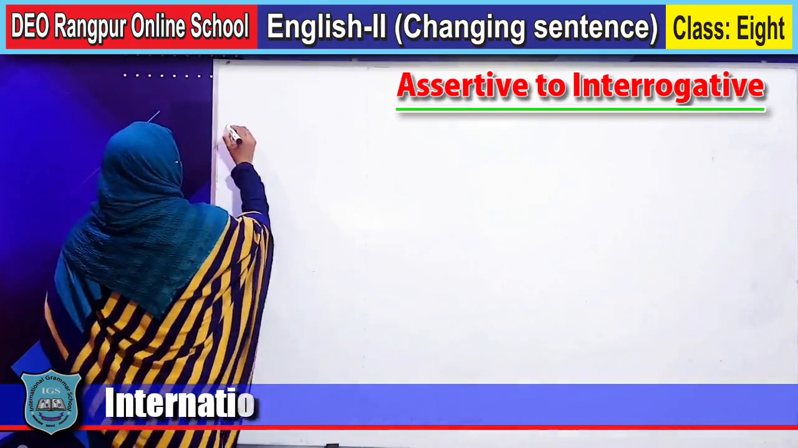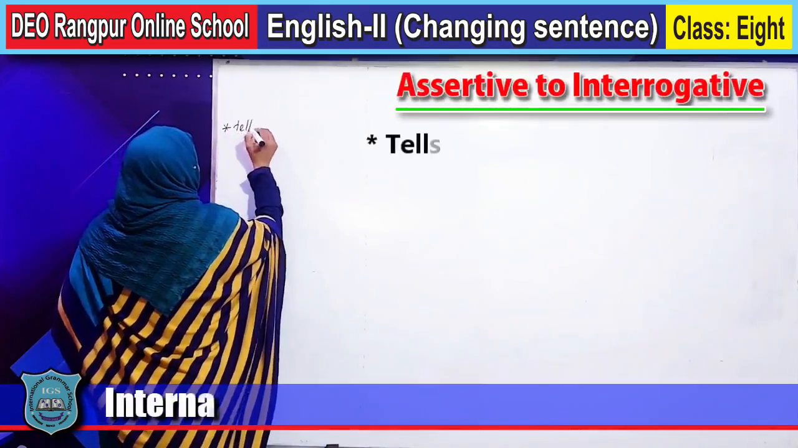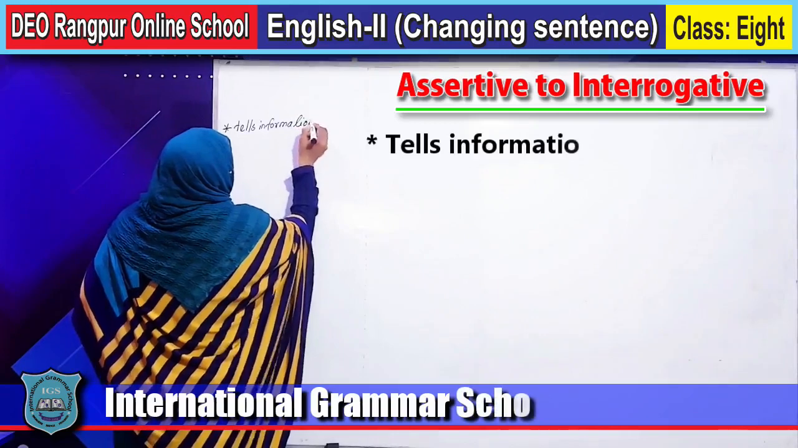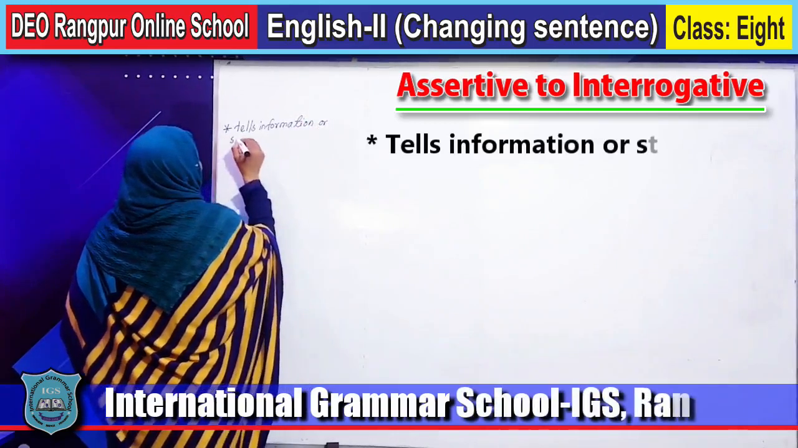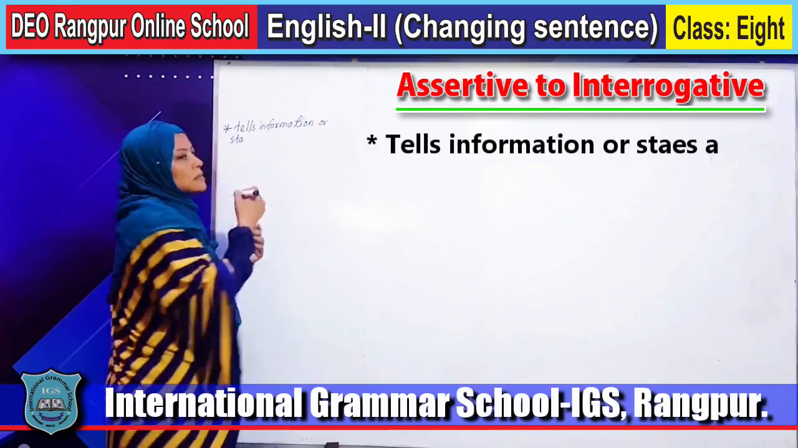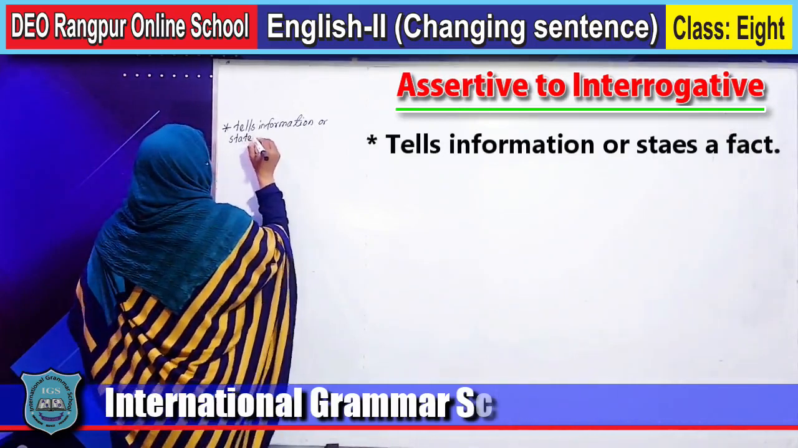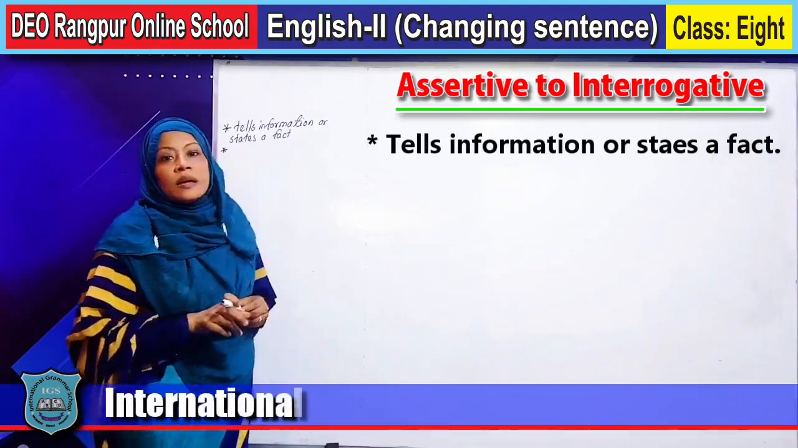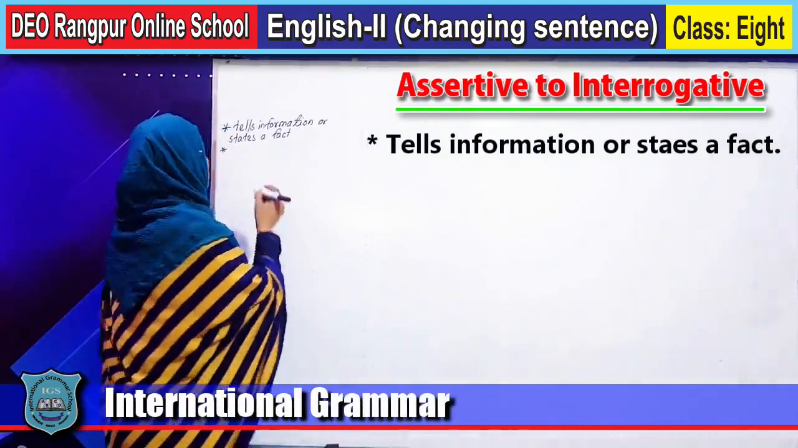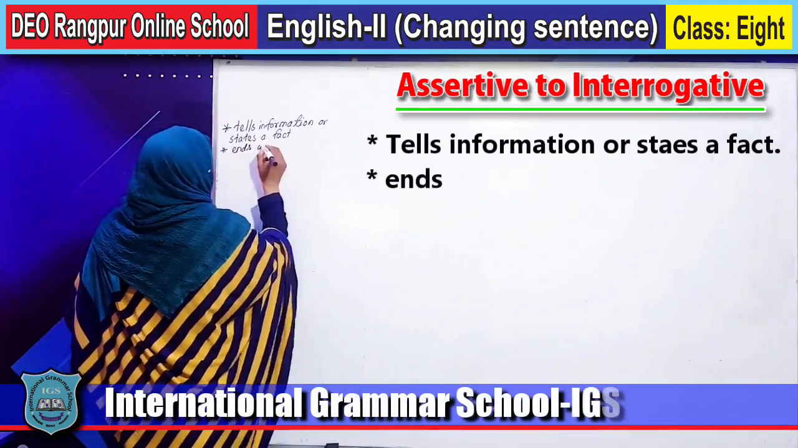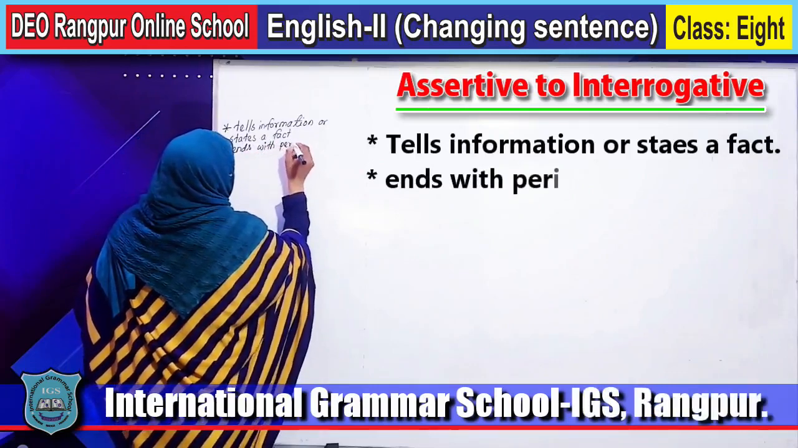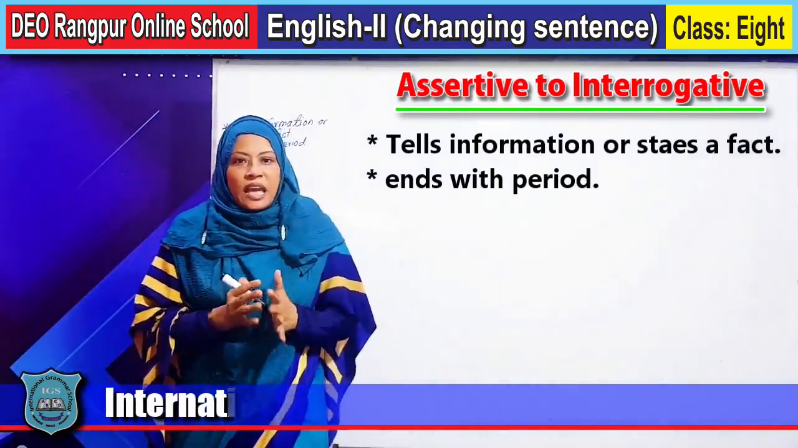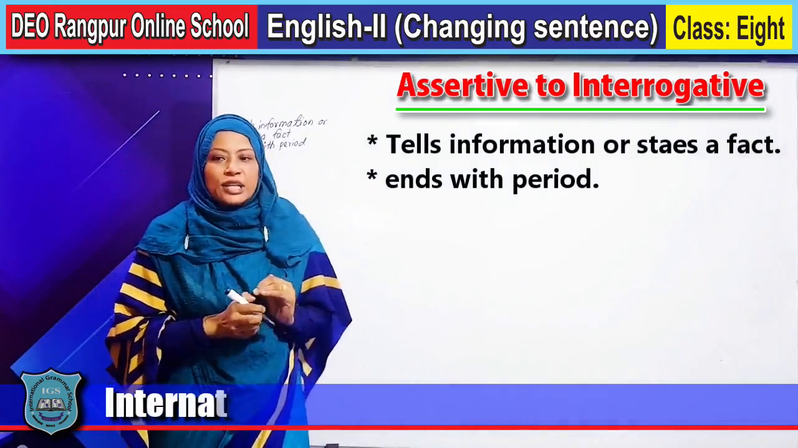An assertive sentence tells information or states a fact. It ends with a full stop. It can be affirmative, positive, and negative in meaning.